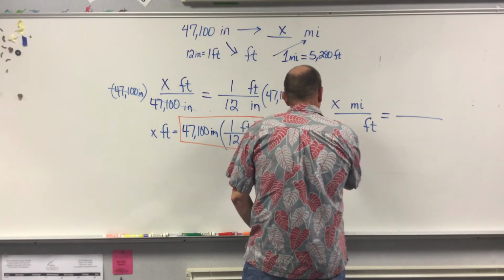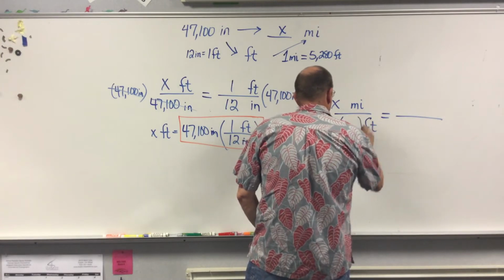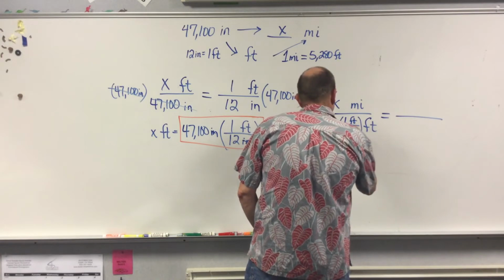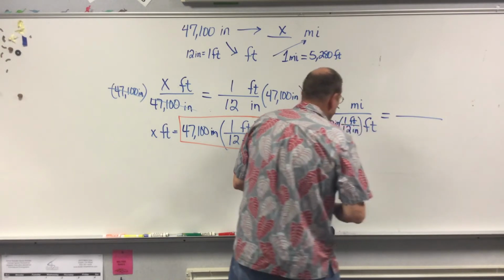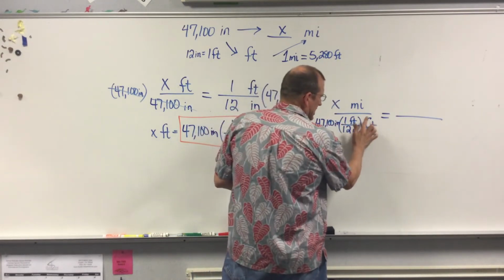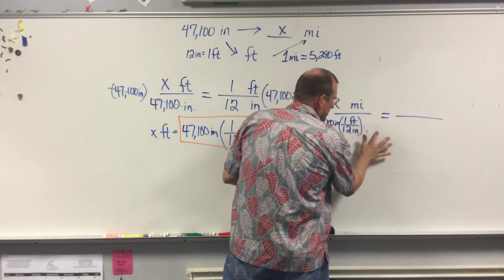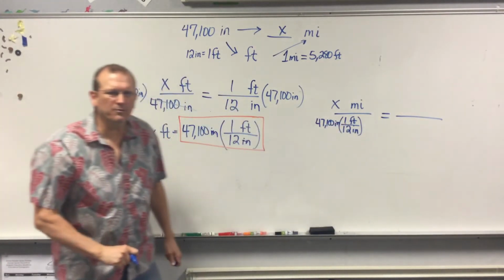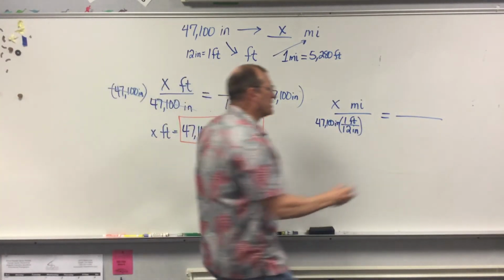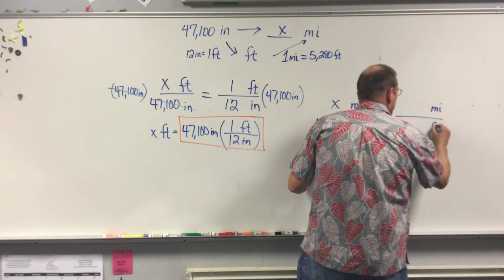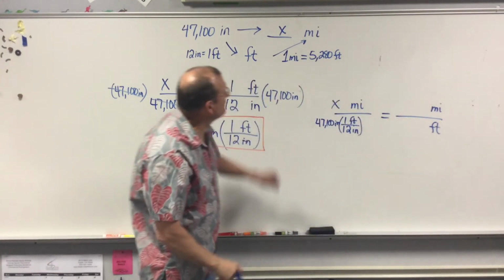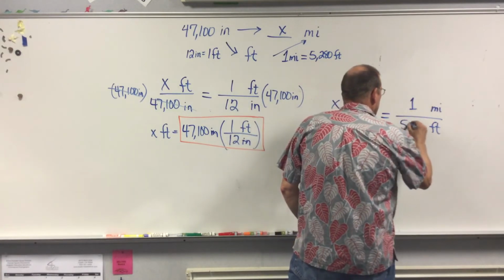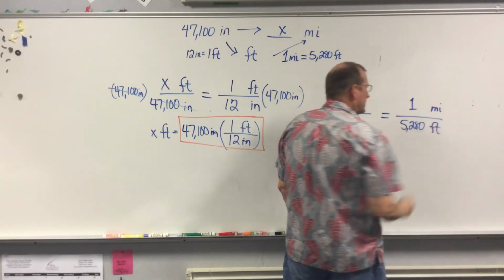47,100 inches times 1 foot over 12 inches. And the truth is, I don't even need to put that foot there because it's in my work right here. Now what I need is my relationship between miles and feet, and this is my conversion factor. 1 mile is 5,280 feet.